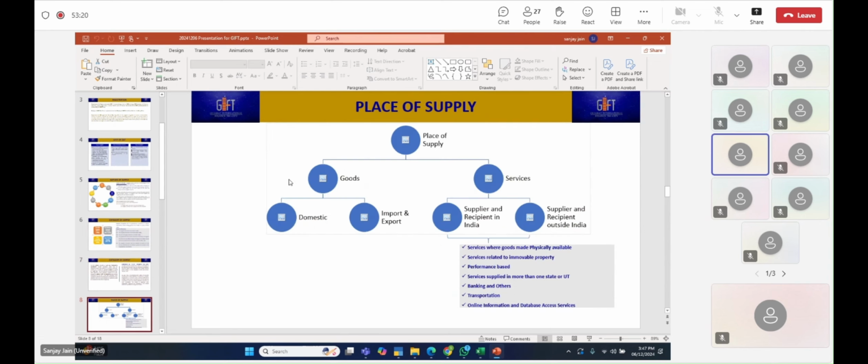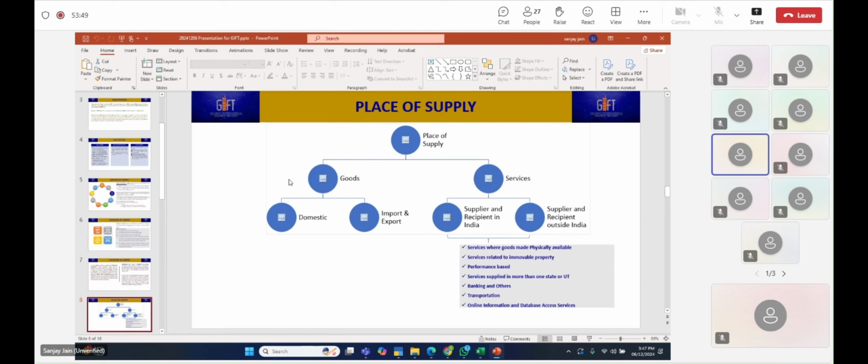Place of supply we have discussed. It is different for goods and for services. Section 10 of the IGST Act covers domestic supply of goods and section 11 covers import and export. For services, section 12 covers domestic and section 13 covers international. There are various classifications based on where goods are made physically available, services related to immovable property, performance-based services, and services supplied in more than one state.